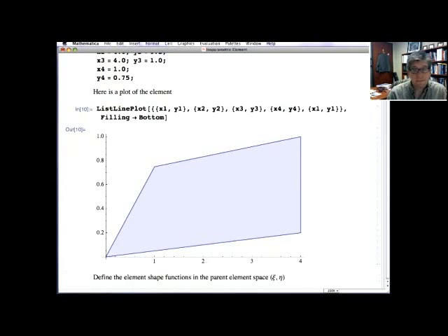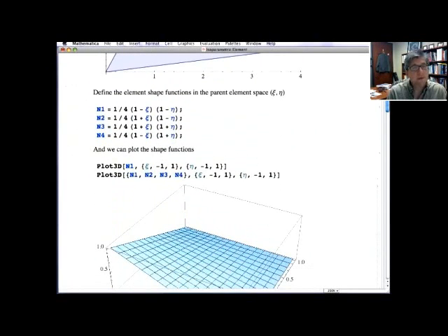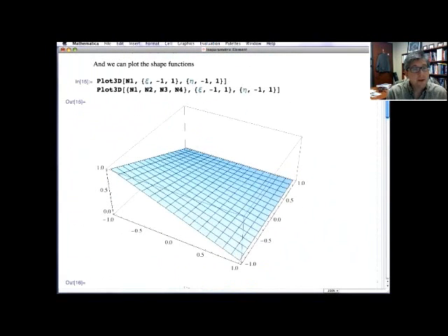So you could tinker around with the element itself. The next line, we just define the shape functions with respect to the parent space psi and eta. Now again, in most finite element codes, this will be hard coded in. So this is the same regardless of what the nodal coordinates are. And in this section here, we just plot those out. That's for the first shape function. You can see it goes to 1 at node 1. This is being plotted in the psi eta space. You can see it goes from -1 to 1.